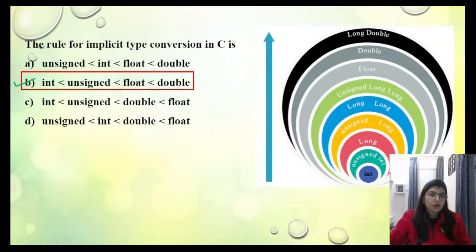Okay, so the majority of you said A, but A is not the right answer. I hope it is clear to everyone. How does implicit type conversion happen? It is integer, then unsigned integer, and then next.